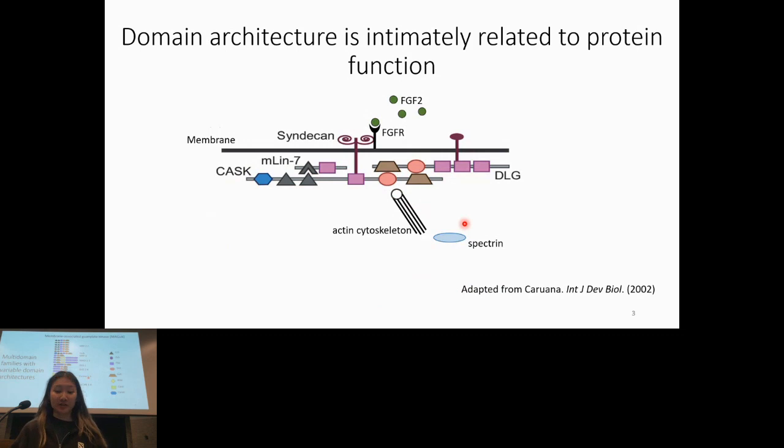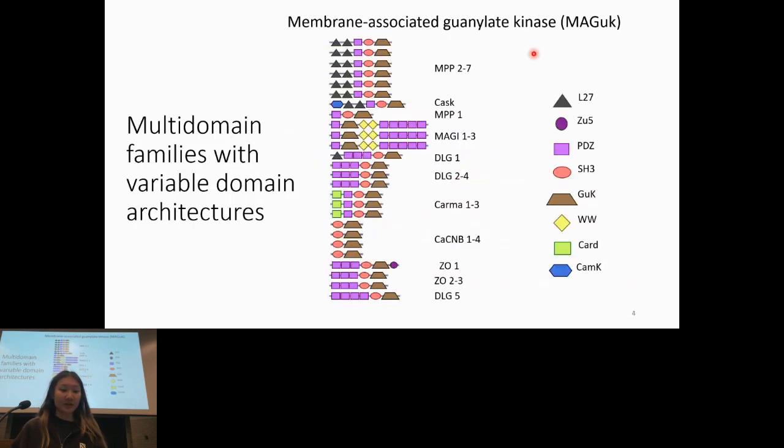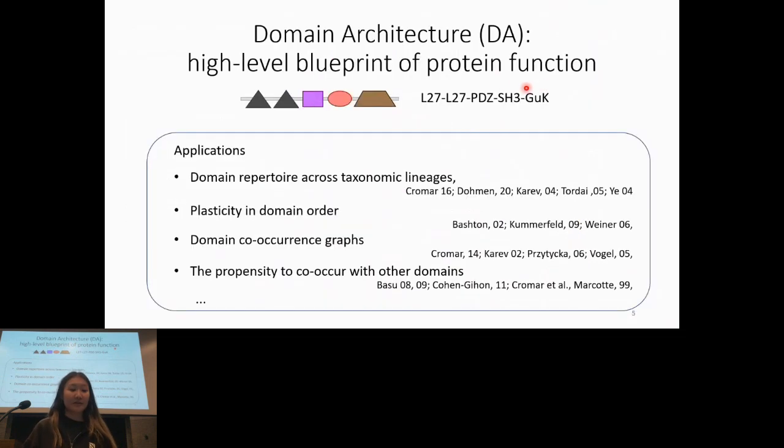And the 2 proteins that I just showed you both come from this huge MAGUK family, and this is just one multi-domain family with variable domain architectures. In fact, there are all kinds of different multi-domain families with different architectures that grant them different functions. And so the domain architecture of a multi-domain protein is a high-level blueprint of its function. And this domain architecture abstraction has been used by many studies studying protein function and evolution.